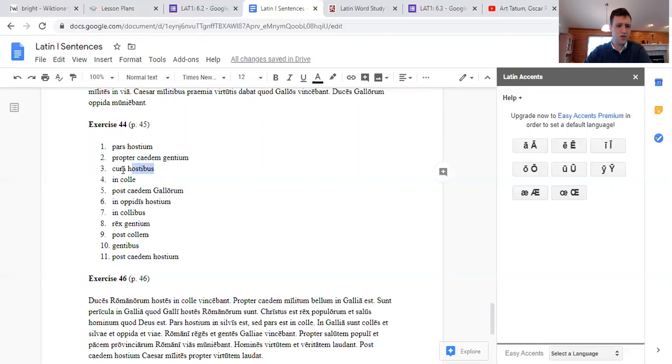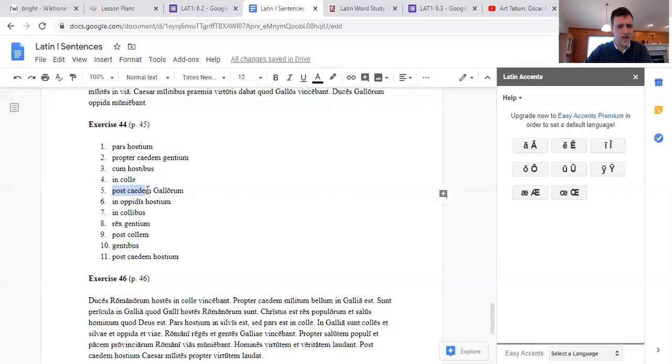Okay, 3, cum hostibus, pretty easy. Just cum with the ablative, with the enemies. 4, in colle, in with the ablative, on a hill. Now you see in can kind of shift between in, on. Got to take the noun in question and translate it like we would do most naturally in English, because in the hill doesn't make sense unless they burrowed into it. And then I don't think they're hobbits.